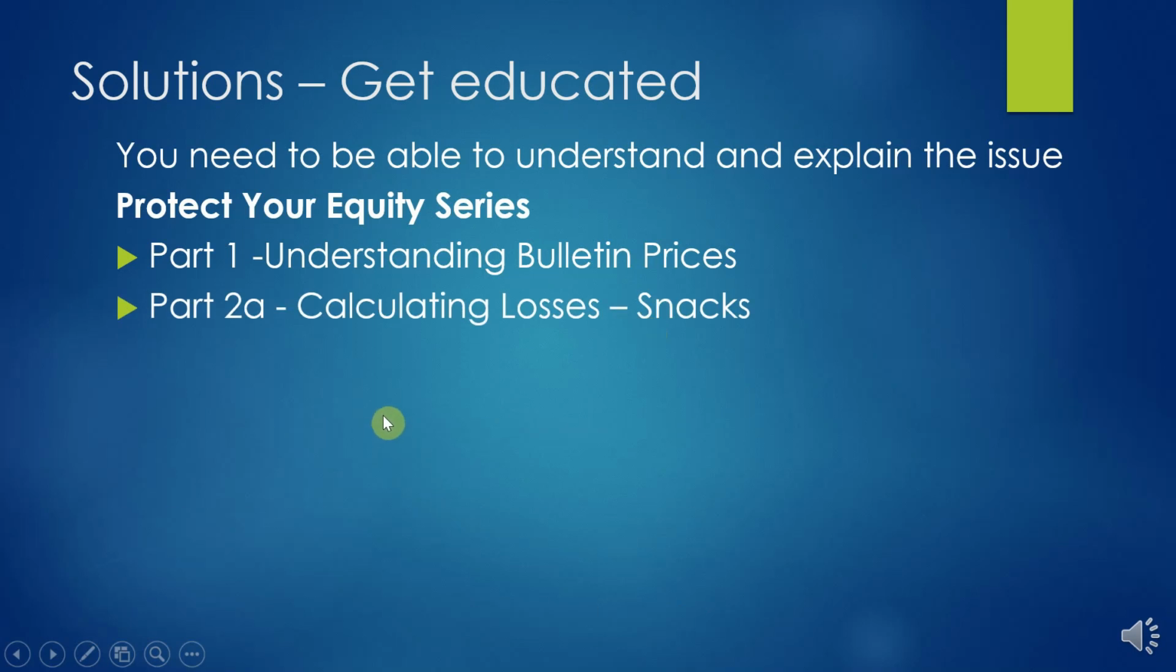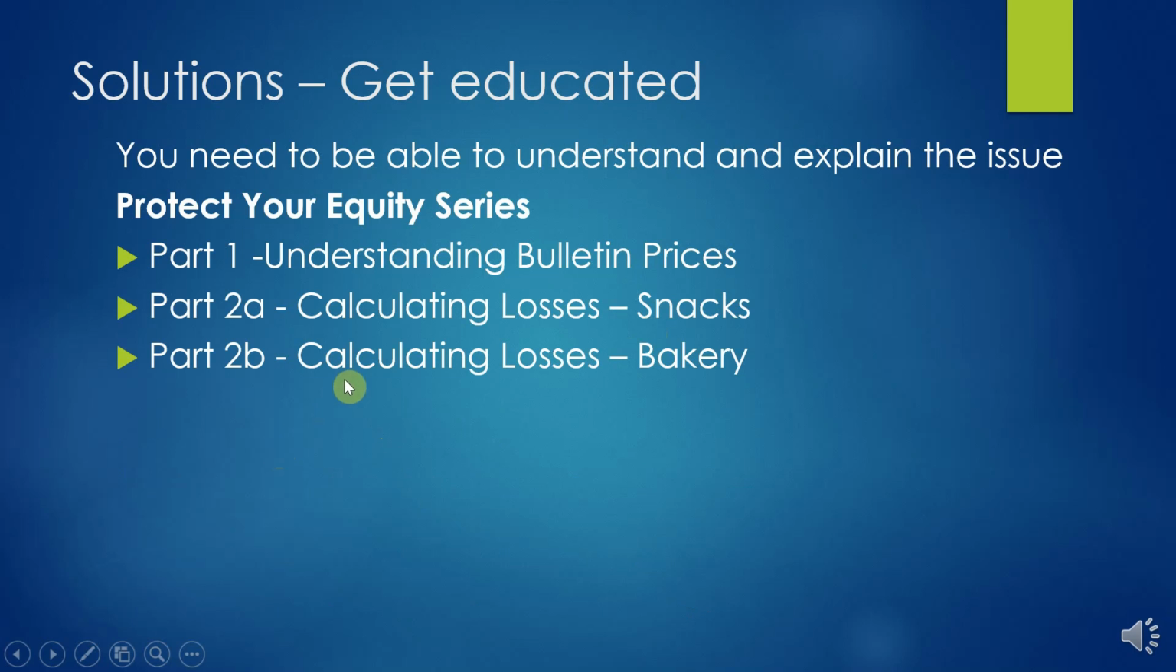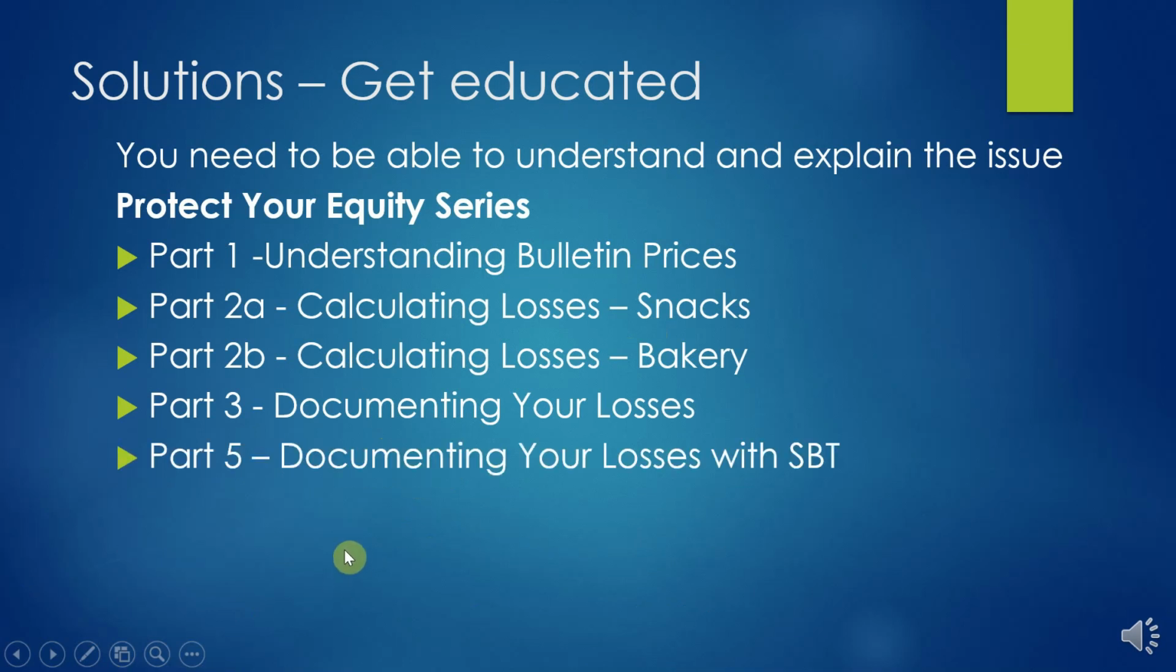Part 2 is broken into 2 sections, one for snacks and one for bakery distributors on calculating your losses. Part 3 goes over documenting your losses. Then we'll jump over to Part 5, documenting your losses with scan-based trading. This is just for bakery.